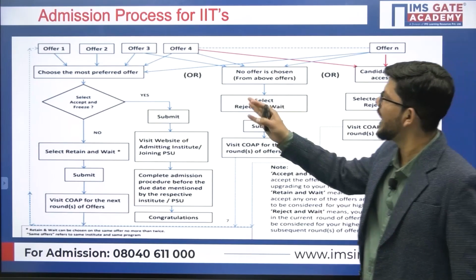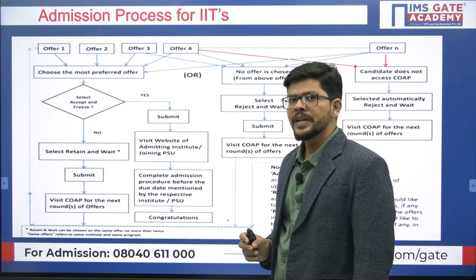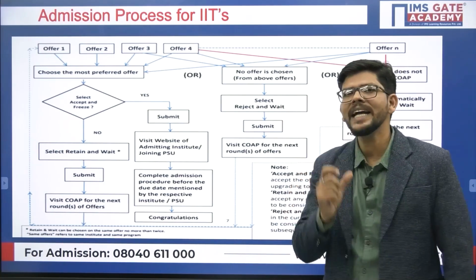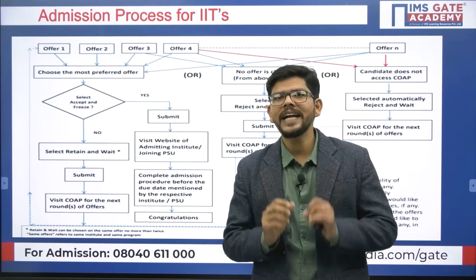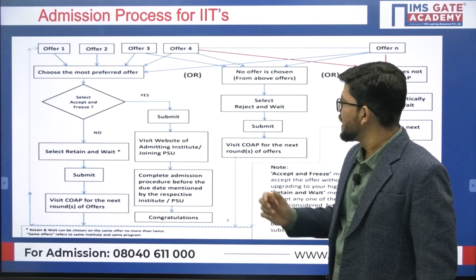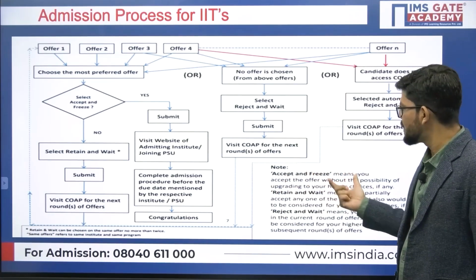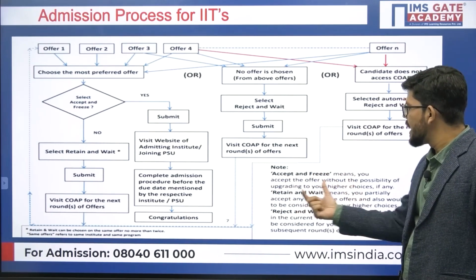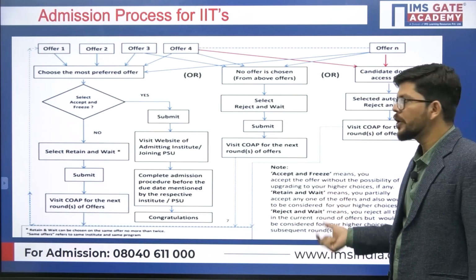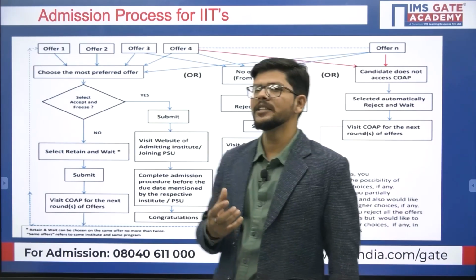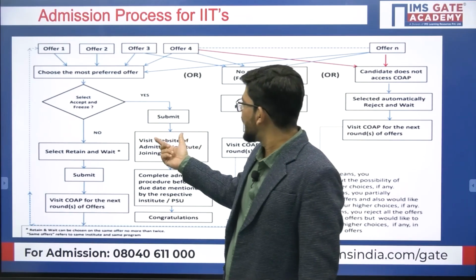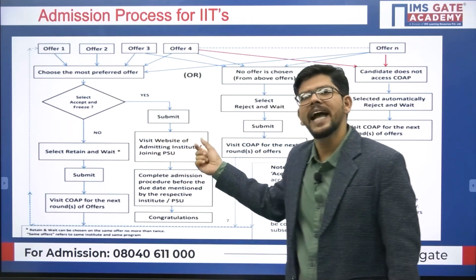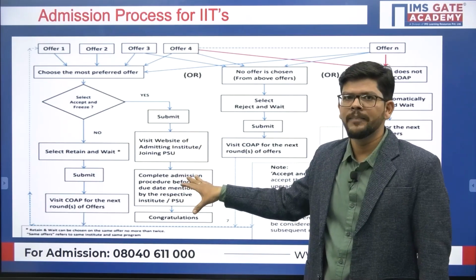And after that, suppose you have applied across the IITs. Now you have received n number of offers. So what if you really like one offer that has been offered to you depending upon your GATE score, then what should you do? There are 3 options: accept and freeze, retain and wait, and reject and wait. So if you really like the offer given by a particular IIT, then you can accept and freeze that offer and the counseling ends for you right at that time.